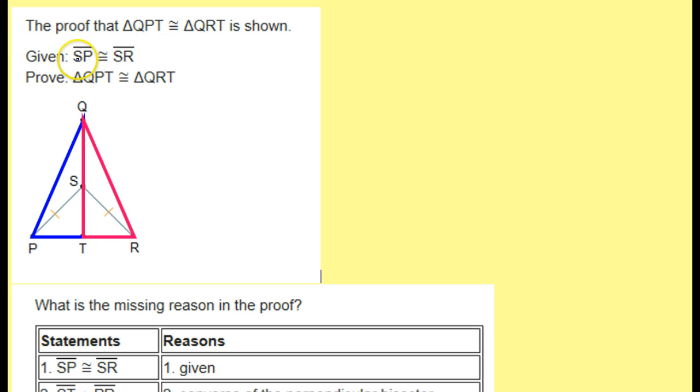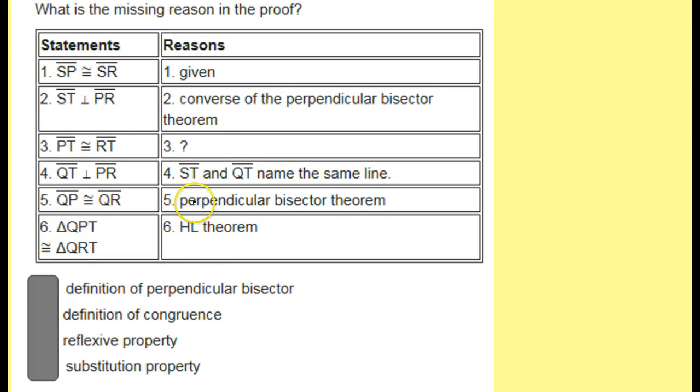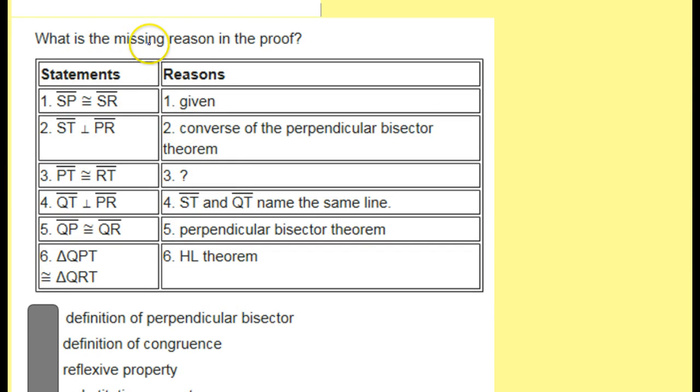Alright, so given that SP is congruent to SR, that's these markings right here, prove that the blue triangle is congruent to the pink triangle. Now we have this proof with some missing reasons. So what is the missing reason in the proof? Really it's just right here, number 3.